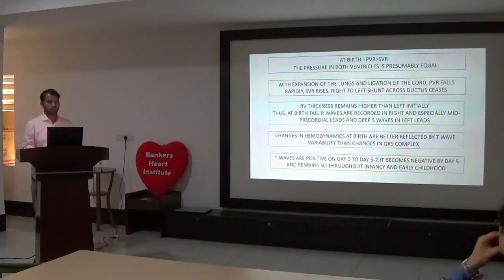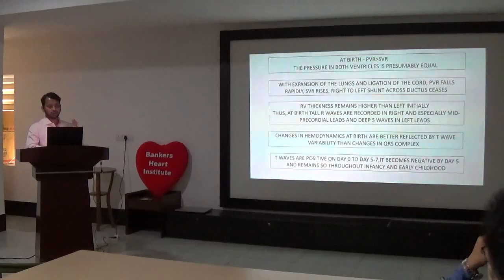So what are the physiological changes in circulation? At birth, pulmonary vascular resistance is far greater than systemic vascular resistance. Pressure in both ventricles is presumably equal at birth. With expansion of lungs and ligation of the cord, pulmonary vascular resistance falls rapidly and systemic vascular resistance rises, and right to left shunt across the ductus ceases.